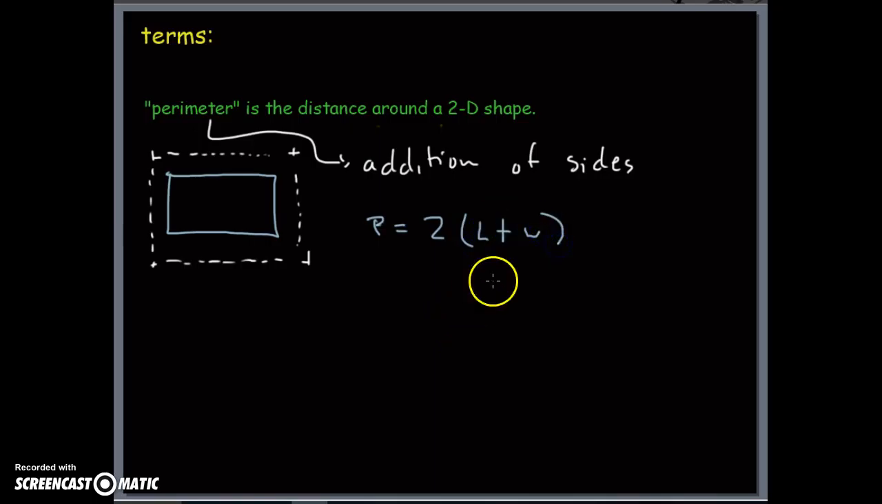So if you think about this rectangle right here, we know that this side and this side are equal lengths, and we know that this side and this side are equal lengths. So if we add up the length and the width and then we double it, that will give us the perimeter for all 4 sides. Okay, let's go ahead and use this in a couple examples today.